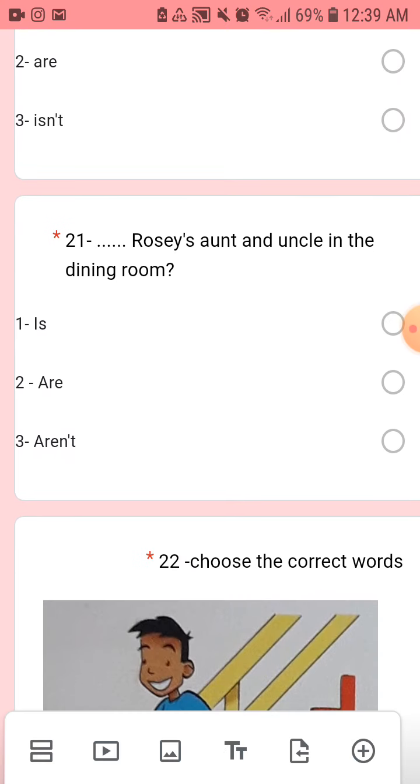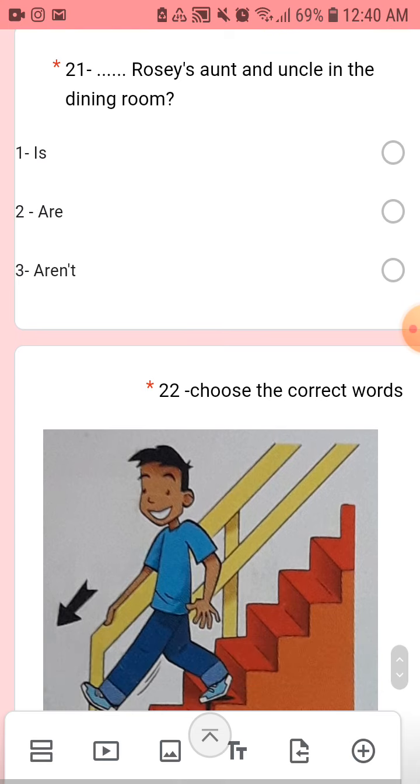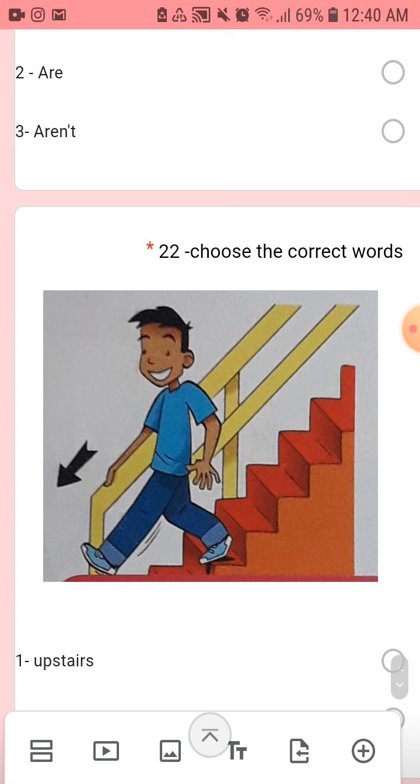Question 21. Rose's auntie and uncle in the dining room. They are two guys. Number 1 is, number 2 are, number 3 aren't.